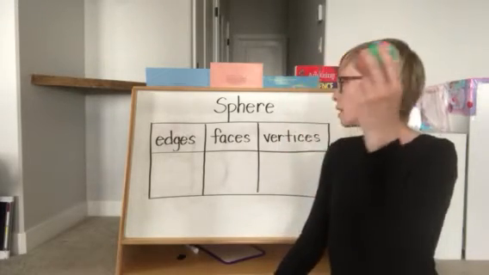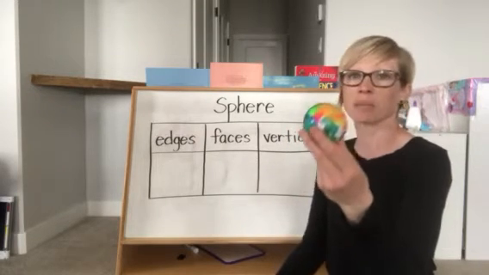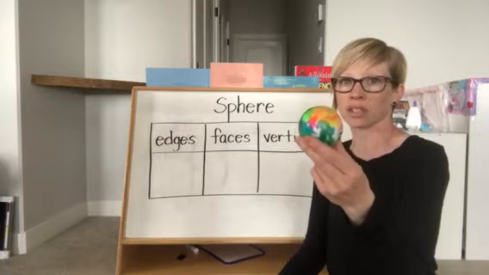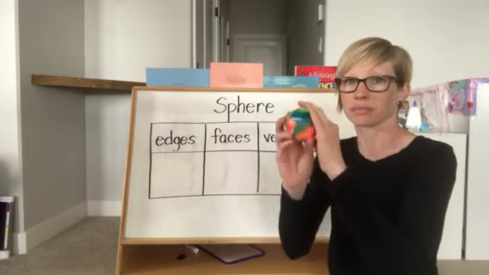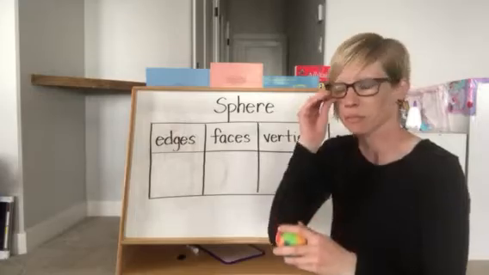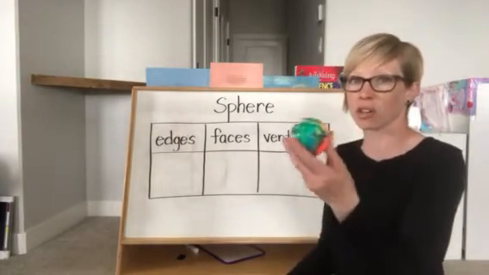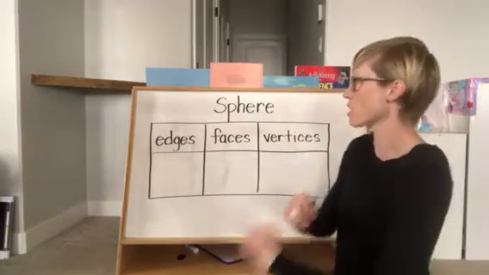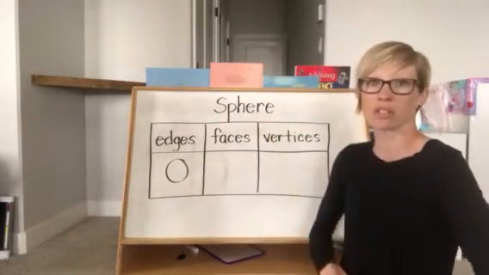So if you look at a sphere, it wants to know first how many edges there are. Are there any lines on this sphere where two surfaces meet each other? What do you think? Is it a trick question? If you're saying you can't find an edge on this sphere, you're right. There is no edge. There are 0 edges on a sphere. So you can put 0 in your chart.